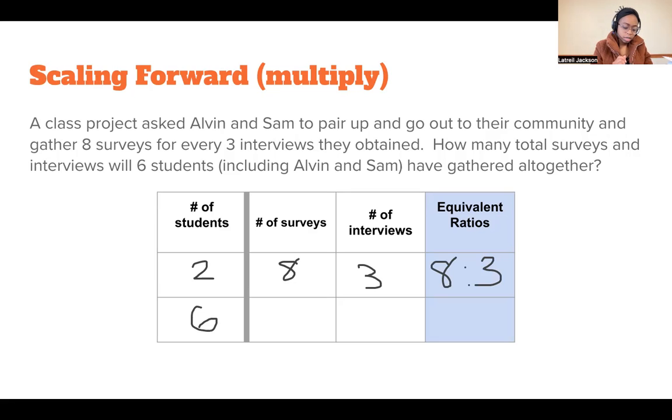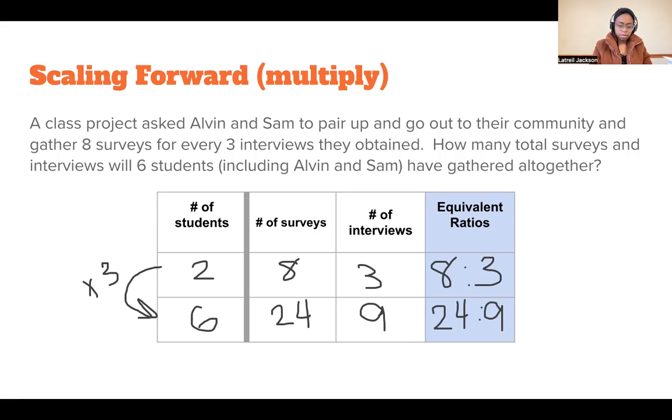All right. And we're jumping straight to 6 students. So the question is, how do we scale from 2 to 6? Remember, we're using multiplication, so we can multiply by 3. And so if we multiply 2 by 3 to get 6, we multiply 8 by 3 to get 24, and we multiply 3 by 3 to get 9. So our new ratio is 24 to 9.